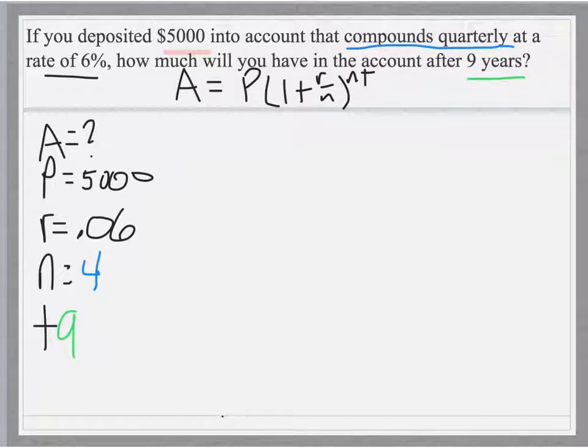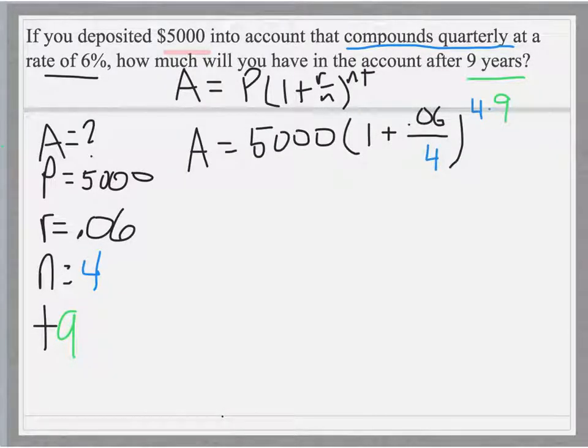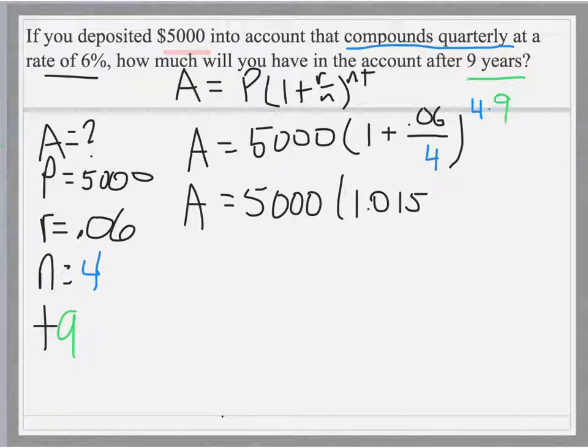Okay. Now let's go ahead and plug in our P, R, N, and T into our formula. Okay, go ahead and take a second to write that down. That's when I just plugged in the numbers. The next thing that I'm going to do is go ahead and do that part in the parentheses. So I have A equals 5,000, and then I have 1.015, okay? And then 4 times 9 is going to be 36, okay?